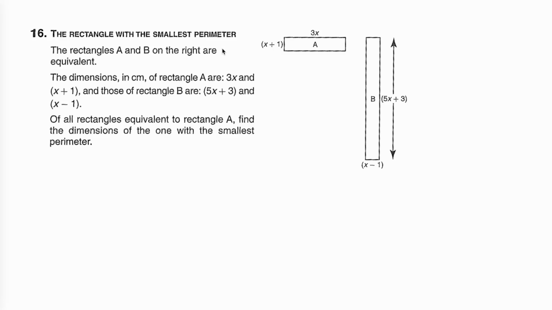The rectangles A and B on the right are equivalent, meaning they have the same area. The dimensions don't look like they have the same area, right? Like this one looks like it has half the area of that one, but drawings are not to scale.